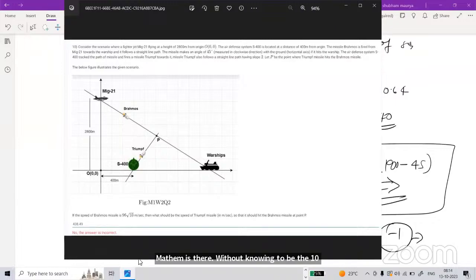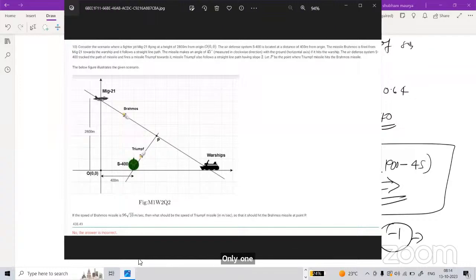The air defense system is at 400. The warship coordinate is not given. Okay. Is that the only way to solve it? Yes, sir, only one method.